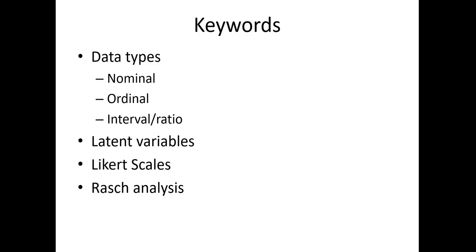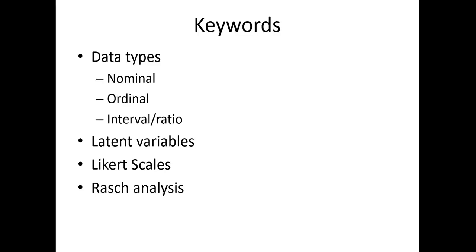So the first thing we talk about when we talk about measurement are data types. Now, you probably had this in previous statistical classes. They're nominal. Those are categories of items. They have no particular order. Things like colors, animals, days of the week. Well, days of the week kind of have an order, but not really.